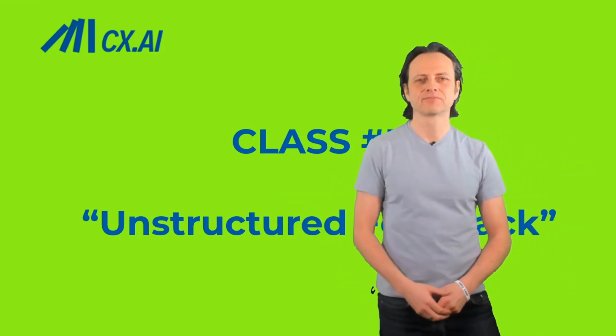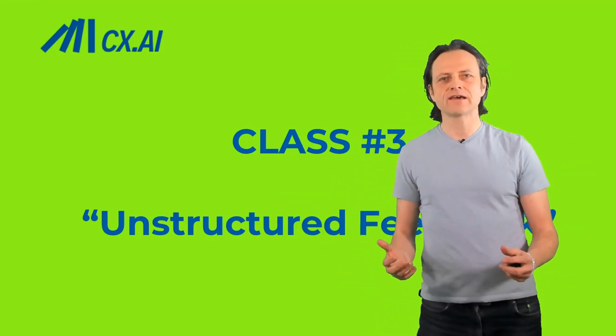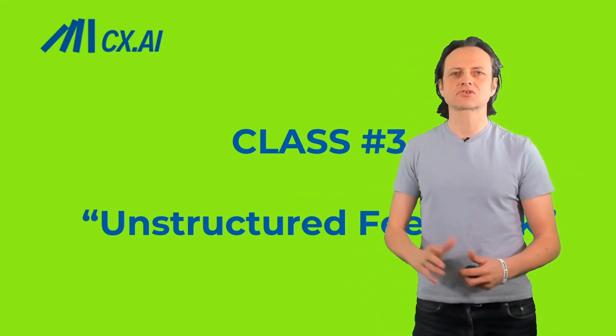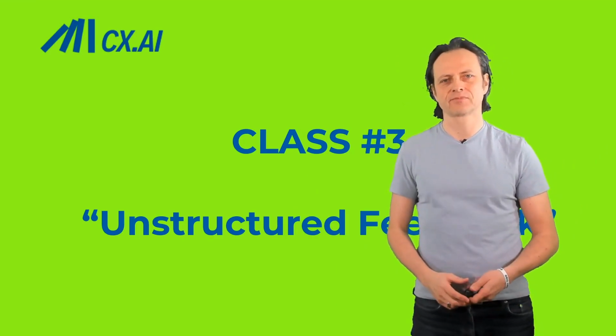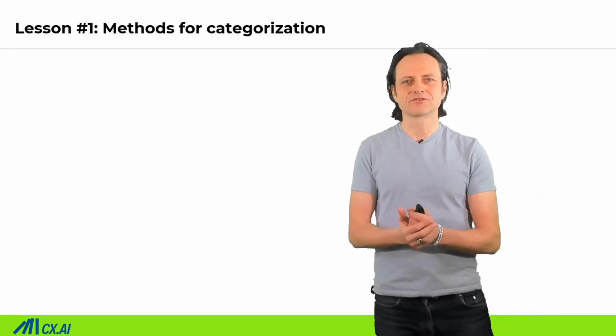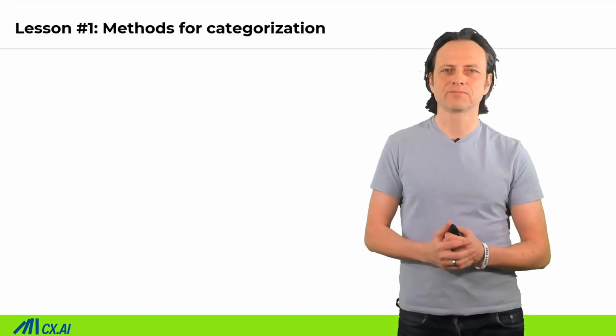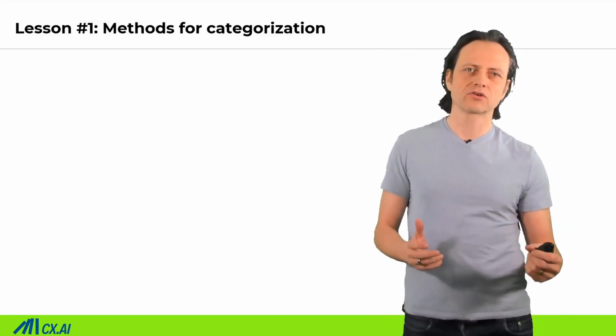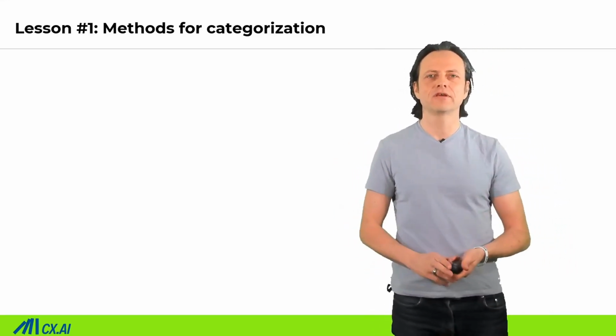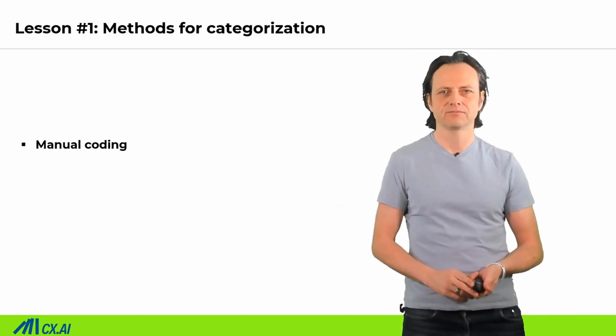Welcome to class 3. Let's now understand how to analyze unstructured customer feedback. Let's really dive into lesson 1: the methods for categorization. There are basically 3, and we will discuss all of them in detail.